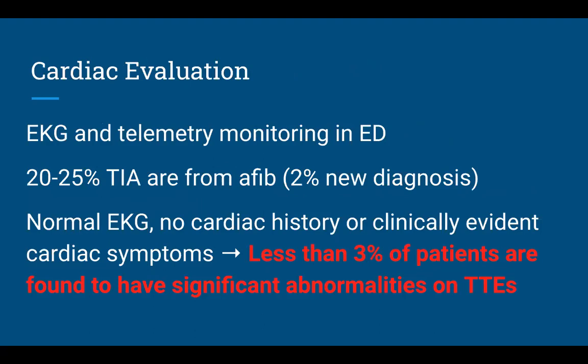So a little bit more about the cardiac evaluation. About 20 to 25% of all TIAs across the board are from atrial fibrillation, and that includes patients that have known atrial fibrillation. About 2% of patients that present with TIA, the reason found behind it is a new diagnosis of atrial fibrillation. So if you have a patient that comes in and their EKG is fine, they don't have cardiac history, they don't have any signs of CHF or a new murmur on exam, less than 3% of them are found to have anything on an echo. So you do not have to do an echo on every single patient that presents with a TIA.